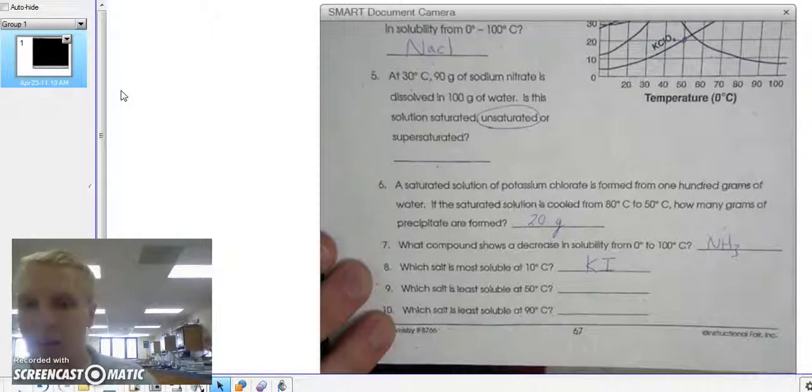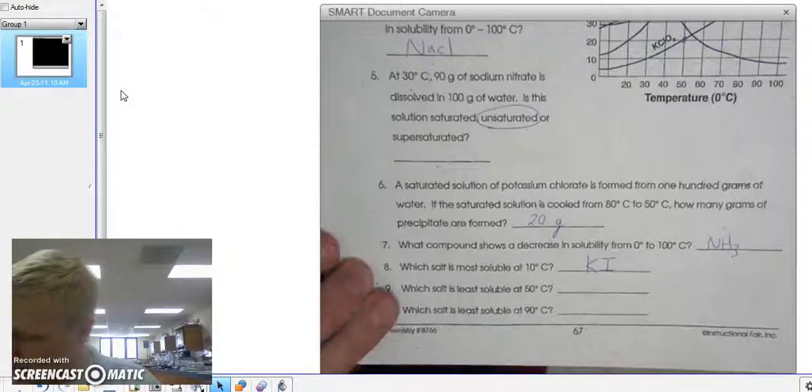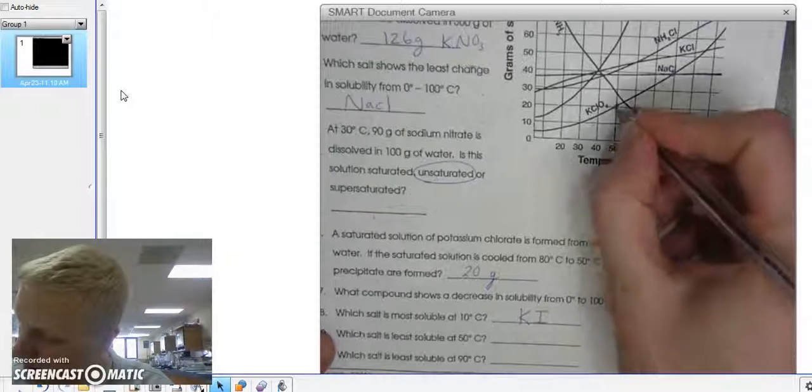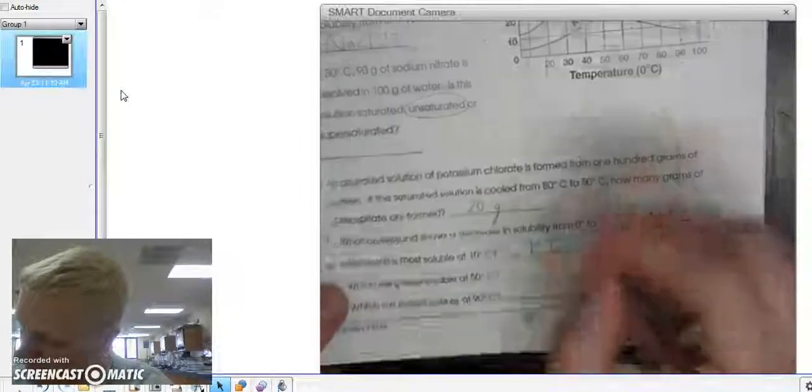Which salt is least soluble at 50 degrees Celsius? Right, 50 degrees Celsius, least soluble. Looks like we're talking about KClO3.